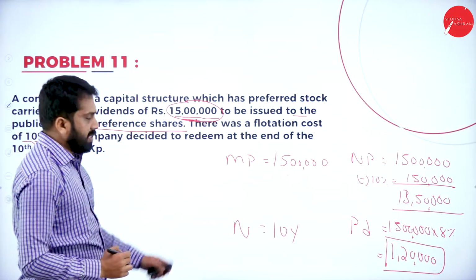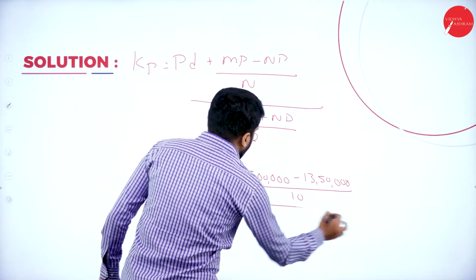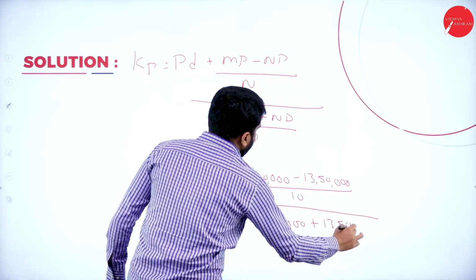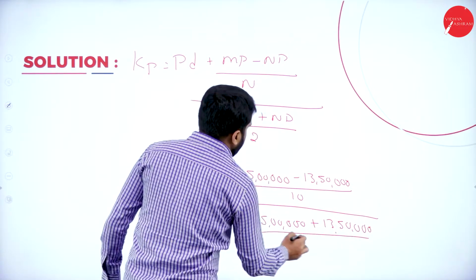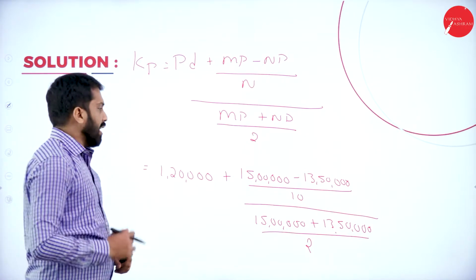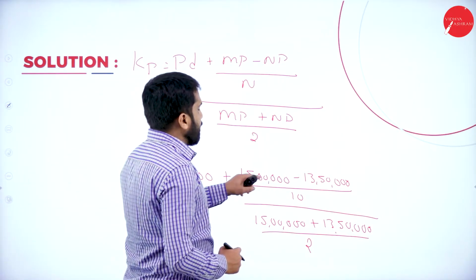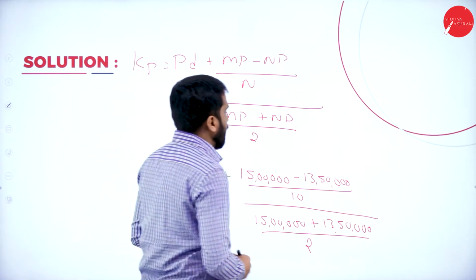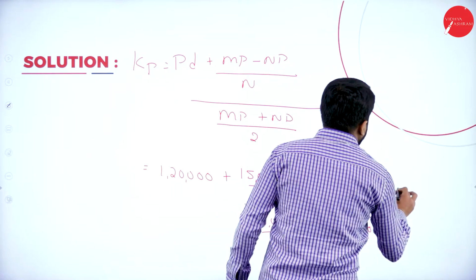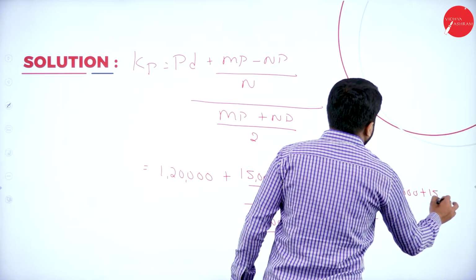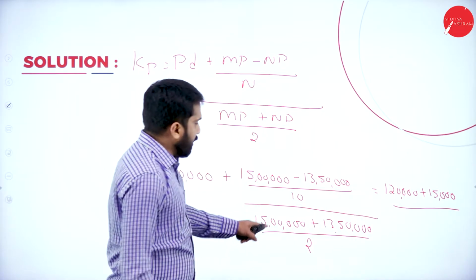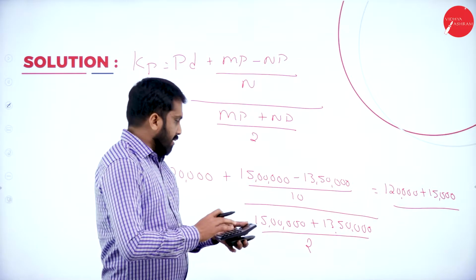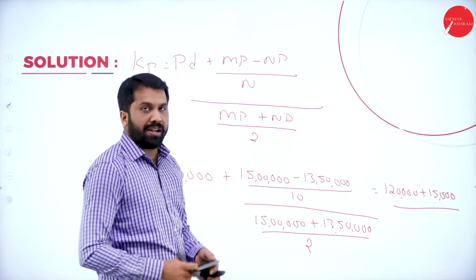Your number of years is 10 years. So it will be 10, whole divided by 15 lakh plus 13,50,000 divided by 2. This will be your calculation. I'll simplify this. 15 lakh minus 13,50,000 is 1,50,000, divided by 10, it will be 15,000. Now, this will be 1,20,000 plus 15,000, whole divided by 15 lakh plus 13,50,000 divided by 2. The answer is 14,25,000.